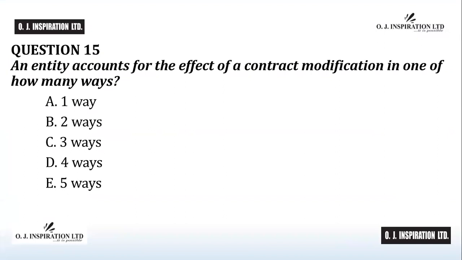Question number 15. The answer to question number 15 is C, 3 ways. An entity accounts for the effect of a contract modification in one of 3 ways. They are: 1, accounting for it as a separate contract. 2, accounting for it as if it were a termination of the existing contract and creation of a new contract. And 3, accounting for it as if it were part of the existing contract. C is the answer to question number 15.